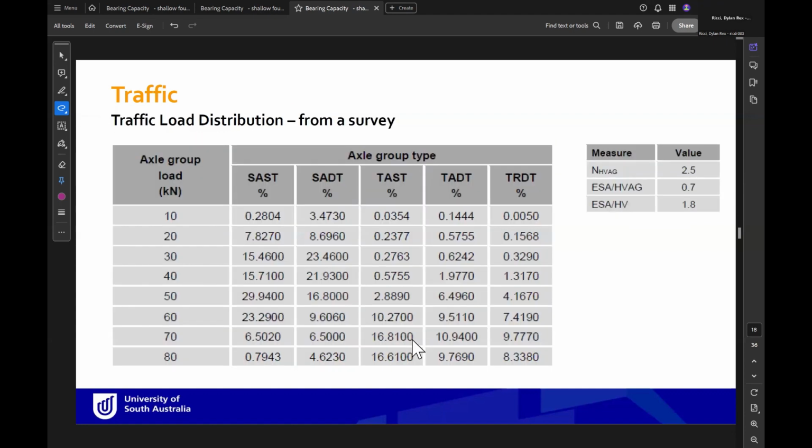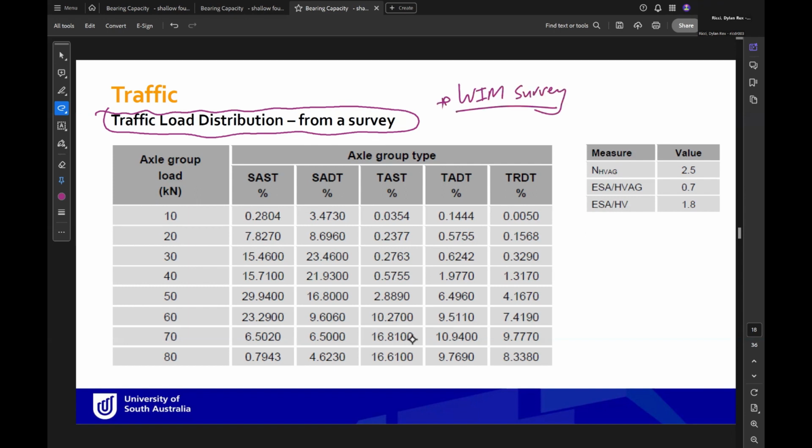Okay, and here is some traffic load distribution from a survey. We just need to have a look at this number. We don't need to go into it in detail, but this is how the values of traffic are obtained, using a WIM survey or single tube survey and so on. This survey will give us some axle group loads and how many SAST, SADT, TAST, TADT and TRDT. These are axle group types as we have learned.